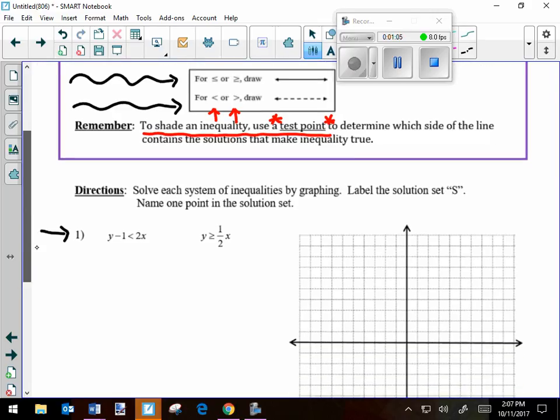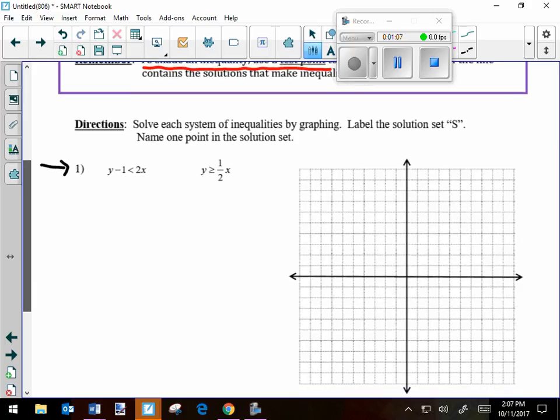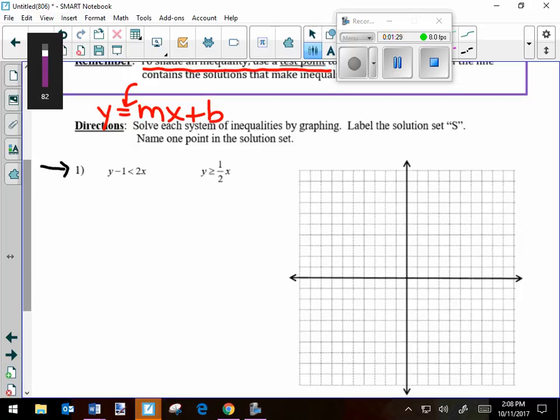So when we take a look at our first example here, you can see that we have two inequalities that we're going to graph. They're both y to the first and x to the first, so that means we want to eventually get them into some kind of y equals mx plus b form, but remember we probably won't have an equal sign. It'll be greater than, greater than or equal to, less than, or less than or equal to. So when I look at the first question, I want to get y alone, which means I'm going to do plus 1 on both sides. So y is less than 2x plus 1.